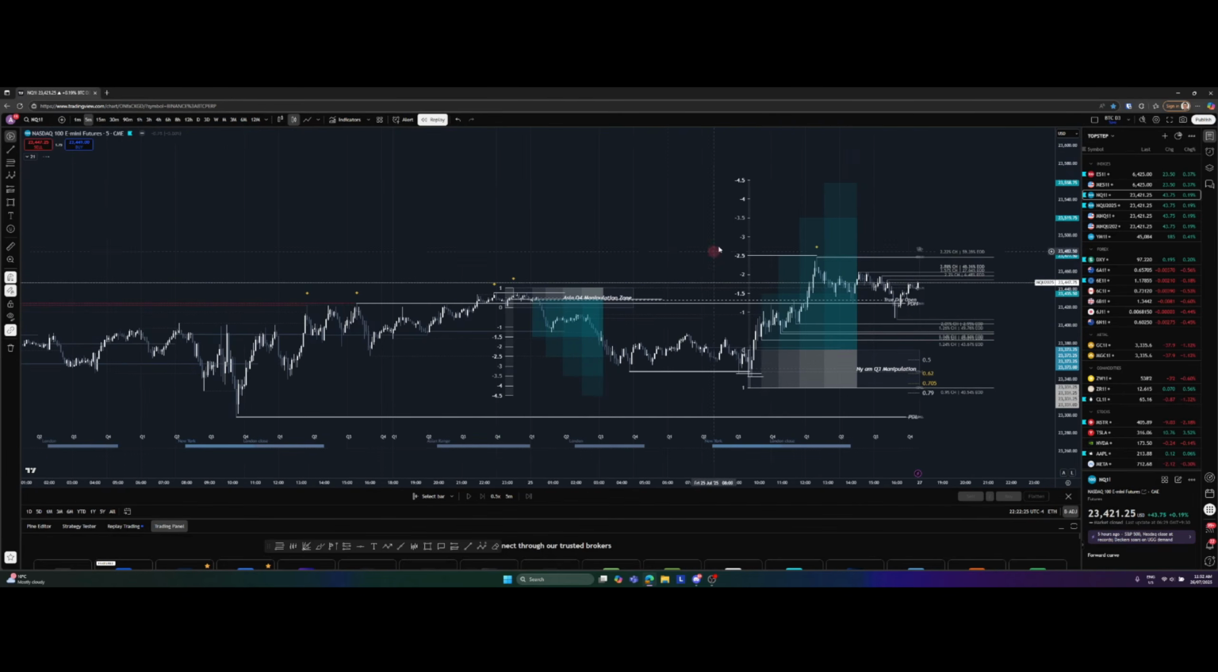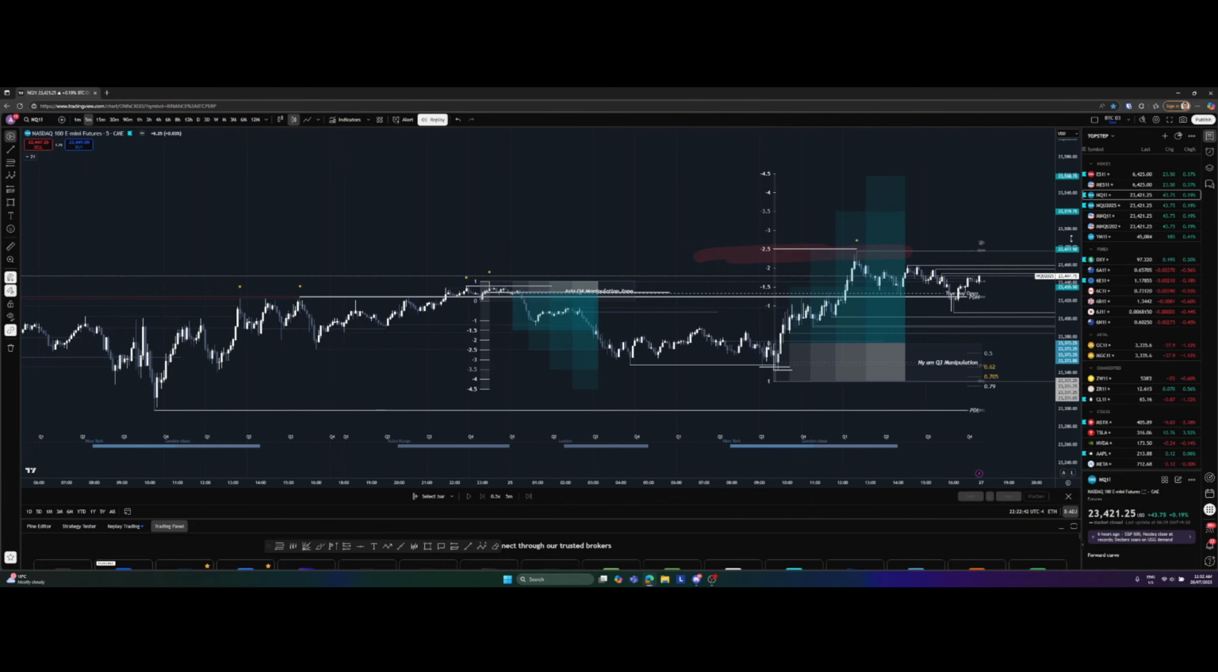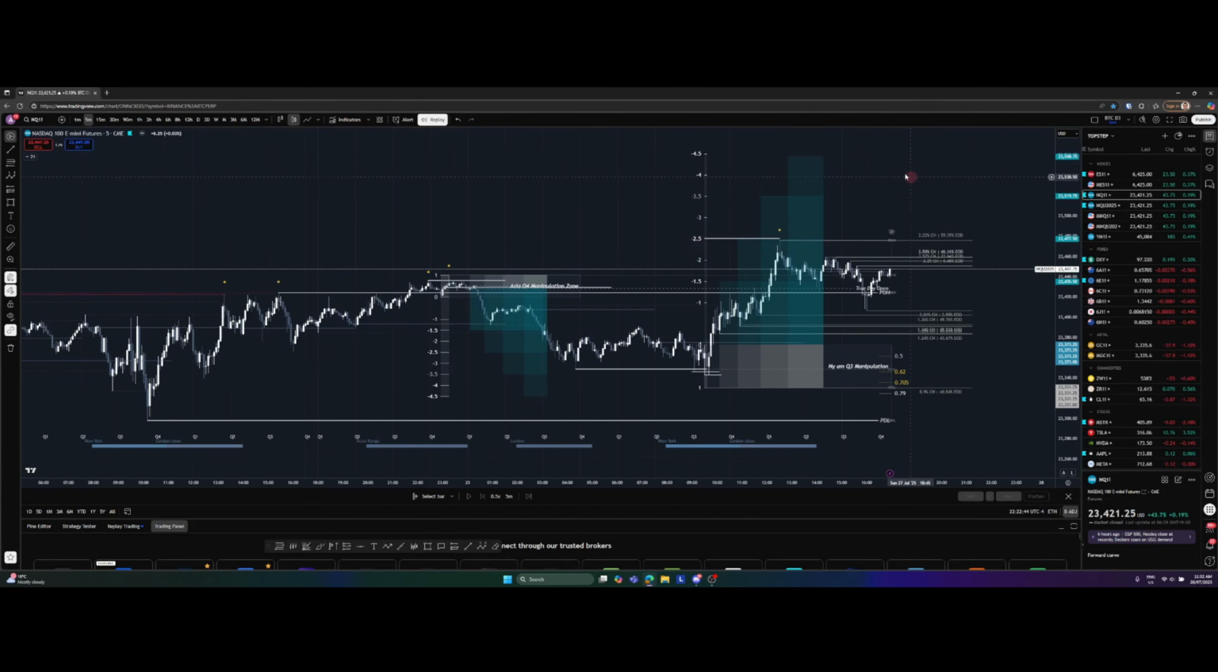So very nice setups. Power of 3 in here. Sell off from Asia into London, giving us to SD4. Then we get our change in state of delivery, expansion, and SD1, and just missing SD 2.5 there. Once we hit SD 1.5, then we normally stop loss to break even.